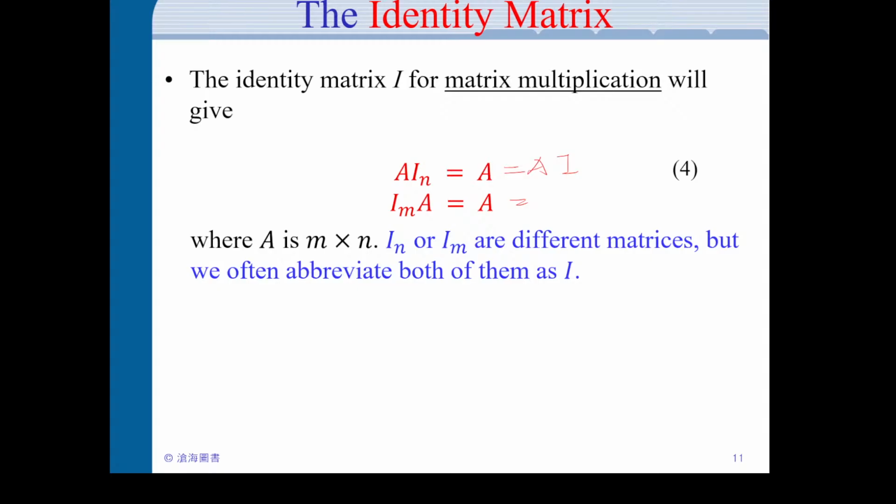I_n and I_m are different matrices, because I_n is a matrix of dimension n by n, and the matrix I_m is a matrix of dimension m by m. So there are matrices with different dimensions, but often we just abbreviate the identity matrix of all dimensions as I. So it's a bit confusing. This will be written as A times I. This will also be written as I times A. But this I and this I are different matrices, because you can see they must have different dimensions to be able to be multiplied with A.